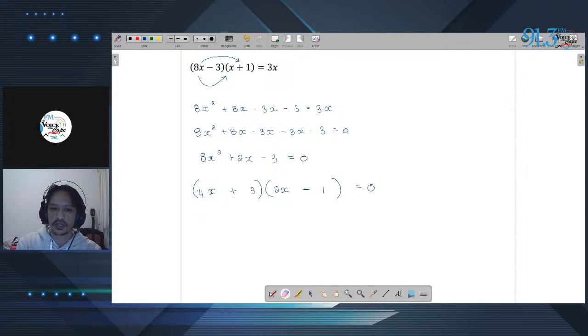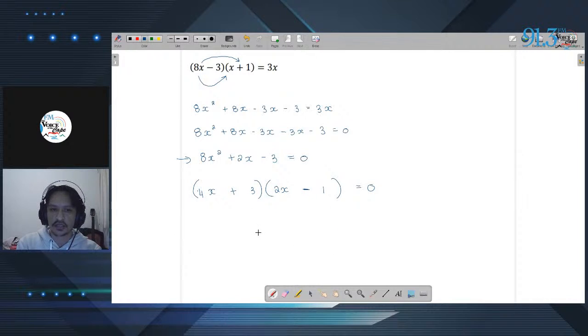Just clear this off. 4x times 2x gives us 8x squared. Right, so we'll just double check. 4x times negative 1 gives me negative 4x. Plus 3 times 2x gives me plus 6x. And plus 3 times negative 1 gives me minus 3, which equals 0. And this will give me 8x squared plus 2x minus 3 equals 0. And we can see it matches with what we got over here. Okay, so our factorization was correct.